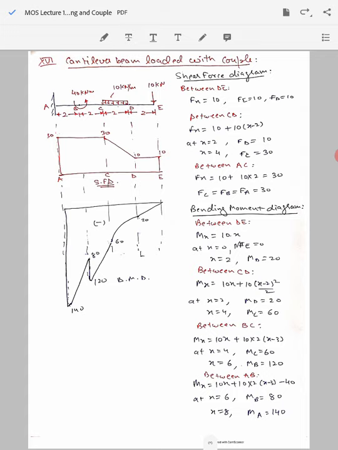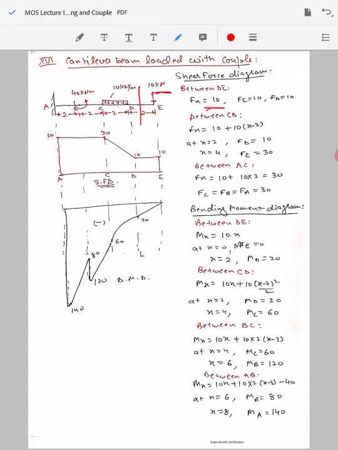Now for drawing the shear force diagram for the cantilever beam, if you remember from our previous lecture, we start from the free end and you assume the beam to be cut anywhere between D and E. So there is only the load of 10 kilonewton acting.